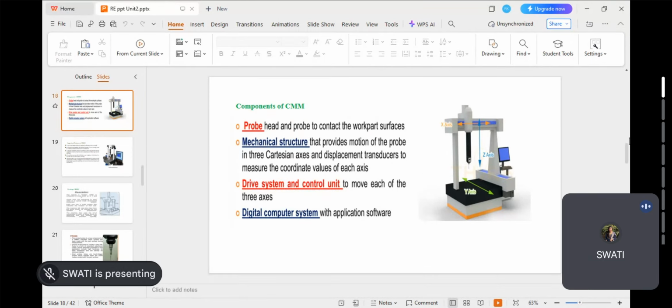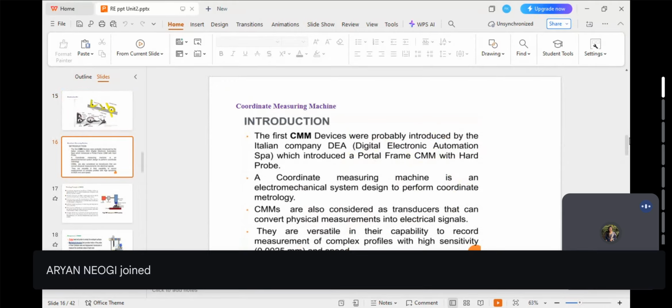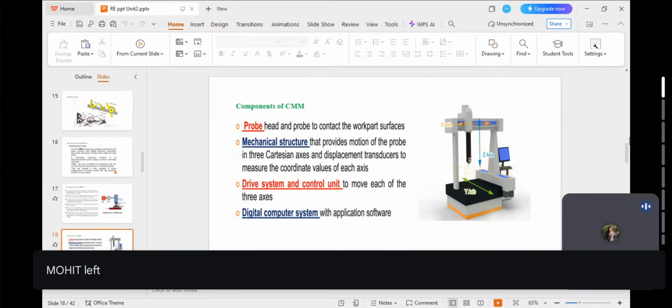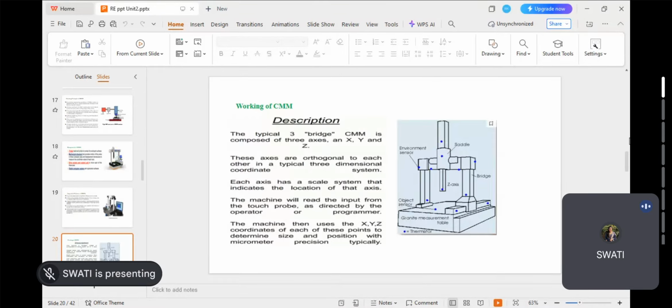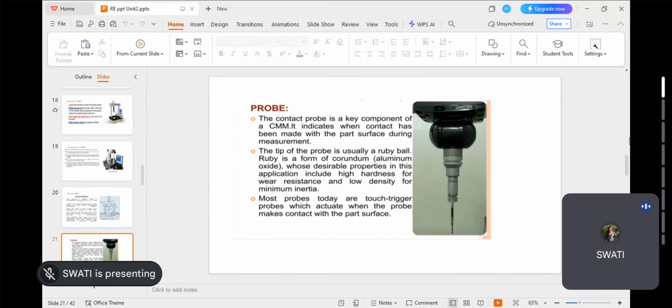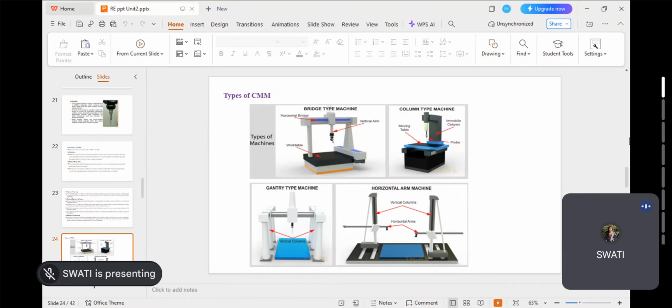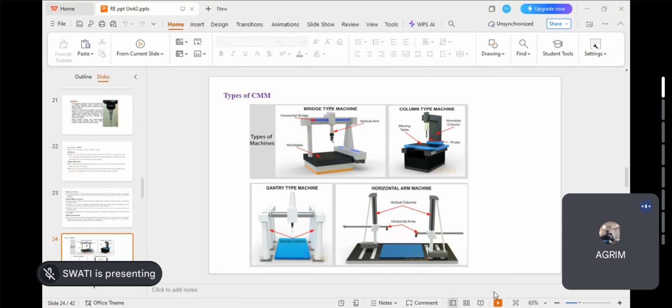So in the last class, we discussed the introduction of CMM, the working principle of CMM, the different components which we have in CMM, and the important features of coordinate measuring machine. We talked about the probe and the various advantages of the coordinate measuring machine. Today I will cover the types of CMM. So I think everyone has joined this class. Should I start the class? Yes, ma'am. Okay.